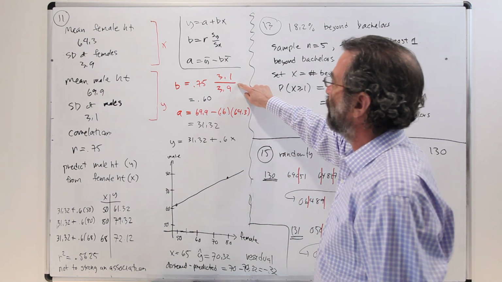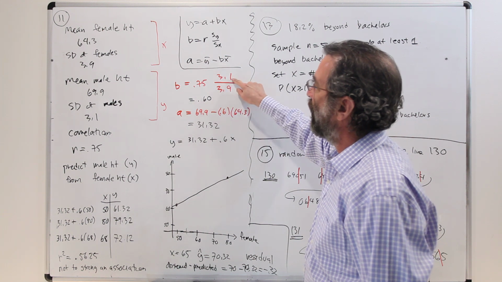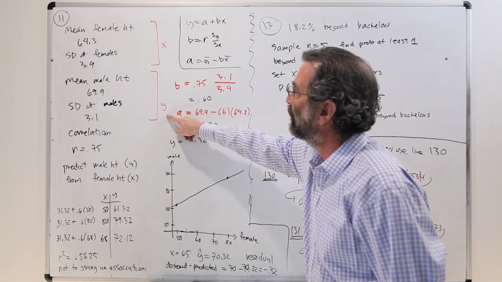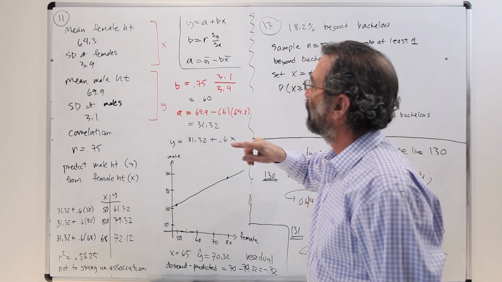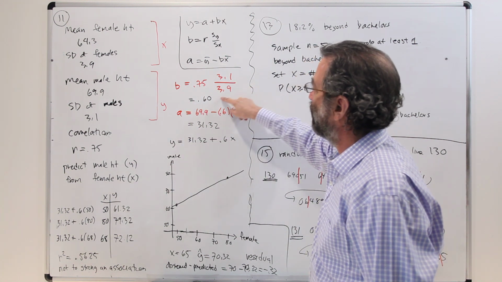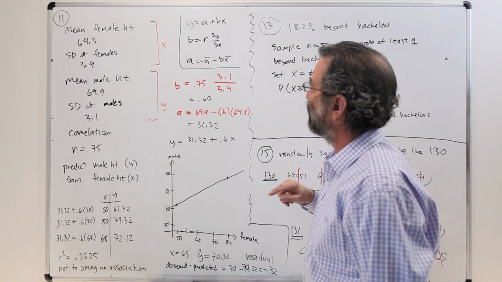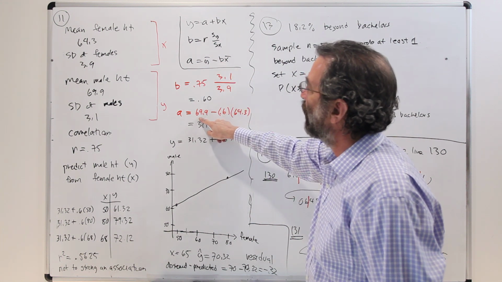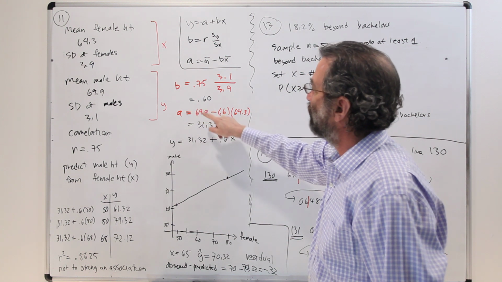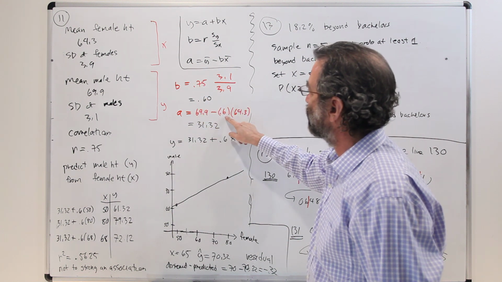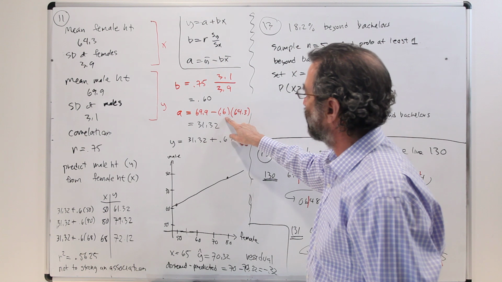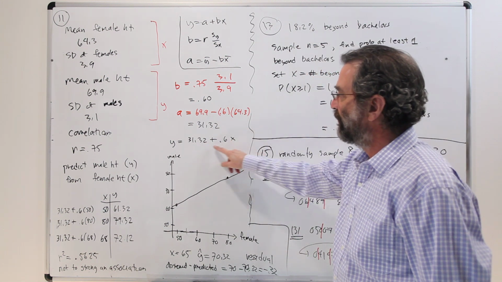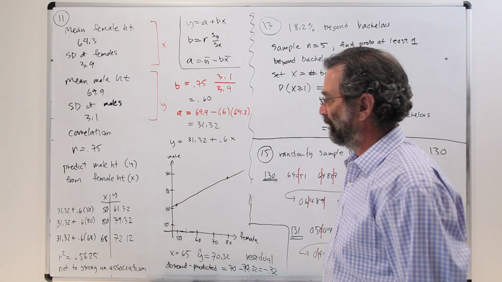Here's the formula for b. R was 0.75. Y was males, the ones we're trying to predict. X is the ones we're using as predictors. So 3.1 over 3.9 times 0.75 comes out to be 0.6. And then we put that b here. So y bar is 69.9 and x bar is 64.3. And here b was 0.6 to get 31.32. And finally we get the equation of the regression line, 31.32 plus 0.6x.